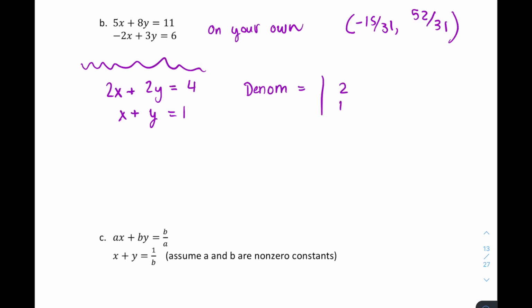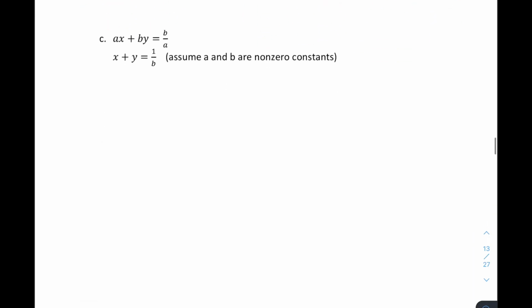If you tried this one, the determinant of your matrix for your denominator is going to be 0. If that happens, that means that it is one of your special cases where either all points on your line are solutions or no solution, so you need to use another method to determine which.